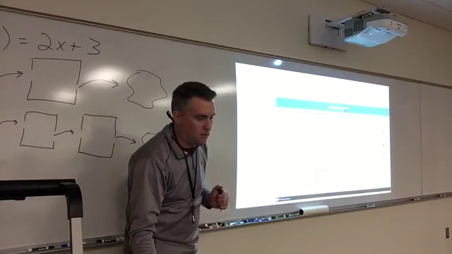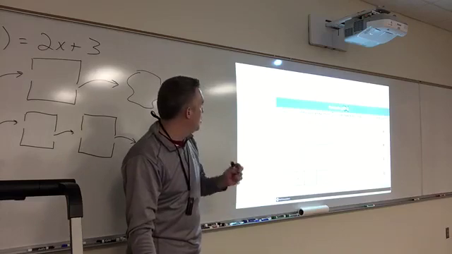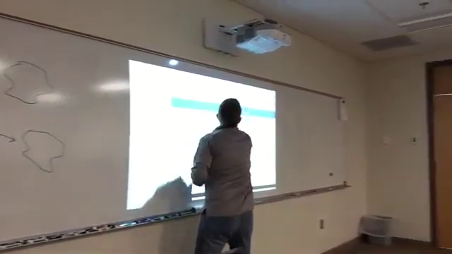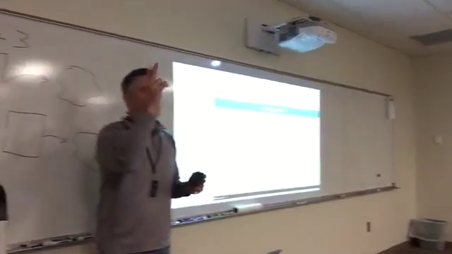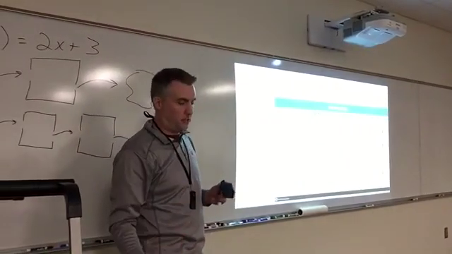Same table, except this time we want the g of f of 3. G of f of 3. We're switching the order of g and f. That's the difference here.